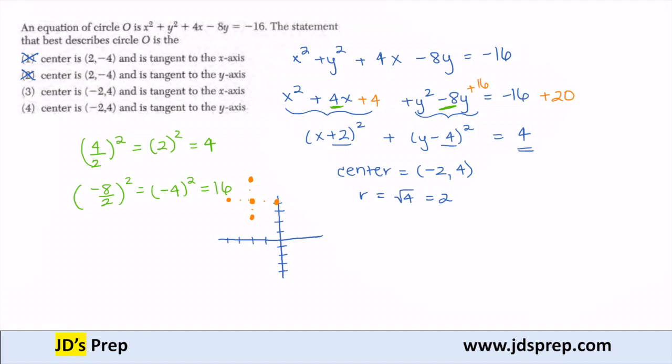None of these points lie on the x-axis, so it is not tangent to the x-axis. Right? But this point here does lie on the y-axis. So the circle is tangent to the y-axis, which means our answer is number 4.